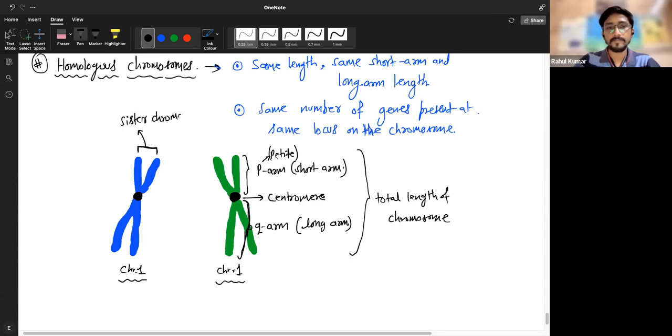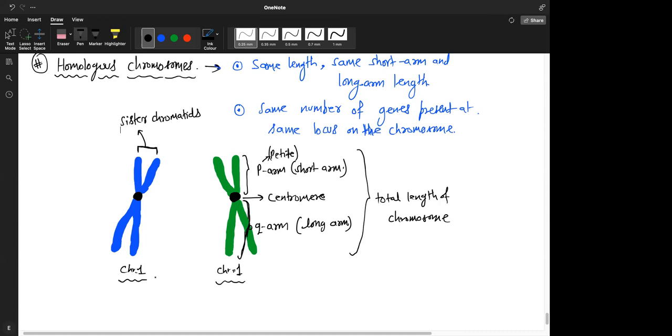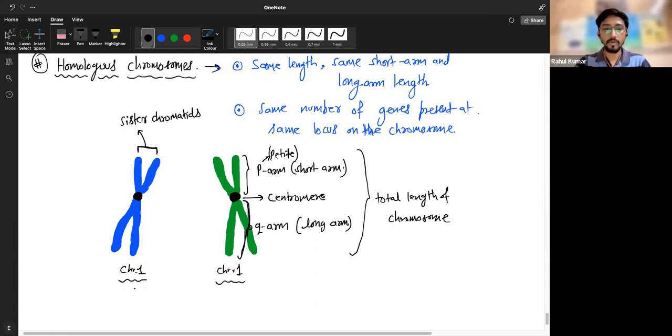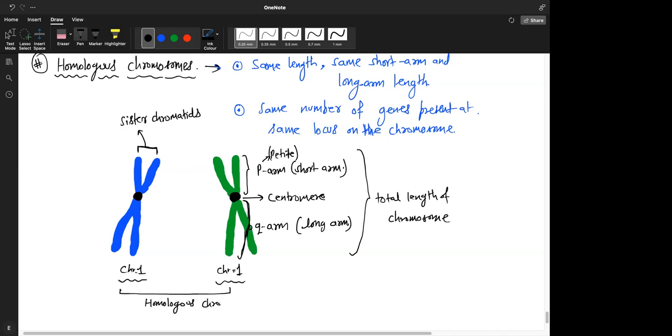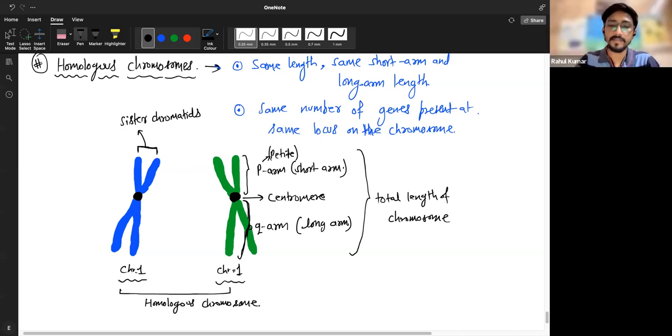What are they called? Sister chromatids. But these two chromosomes, because they are homologous chromosomes, both are chromosome number 1, but from different sources. So they are called homologous chromosomes. Now you understand what homologous chromosomes are? If one chromosome is chromosome number 1 and the other is chromosome number 3, let's say, then they will be heterologous chromosomes, different, because the genes will be different. On these chromosomes, the genes are exactly the same. Do you understand?